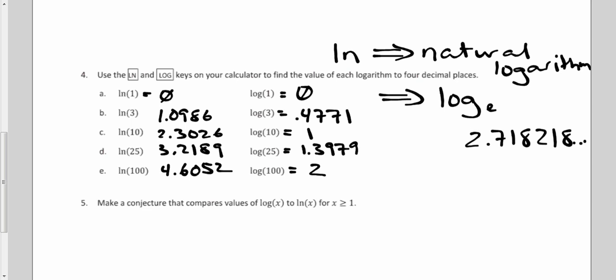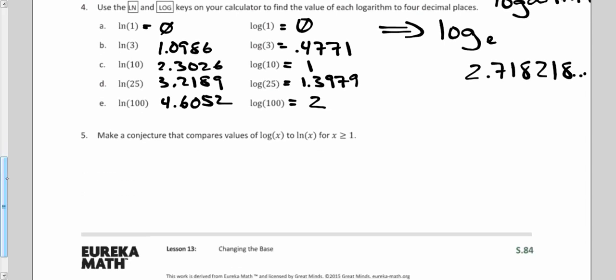Where would it go to get to 3? How much would I have to go to get to 3? Log of what equals 3? Log of 1,000 equals 3. Log of 10,000 equals 4. And we could go on and on. Okay? So, the conjecture is both go up quickly at first.